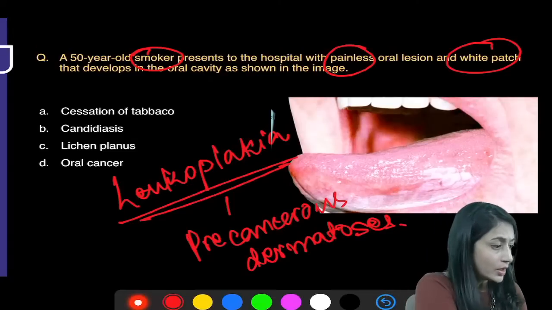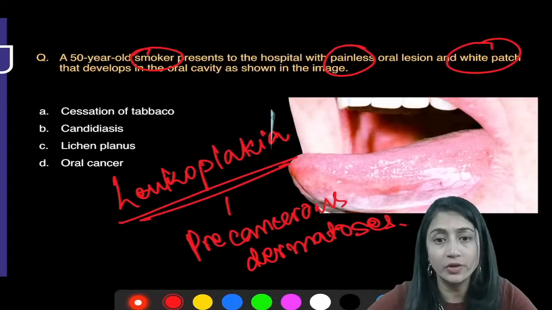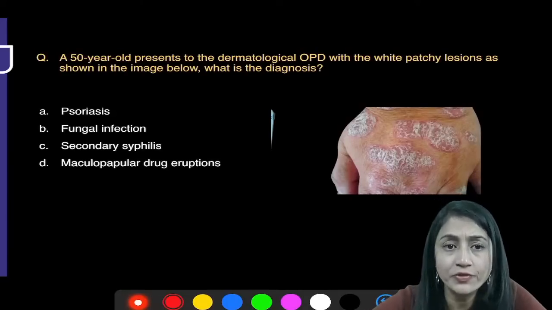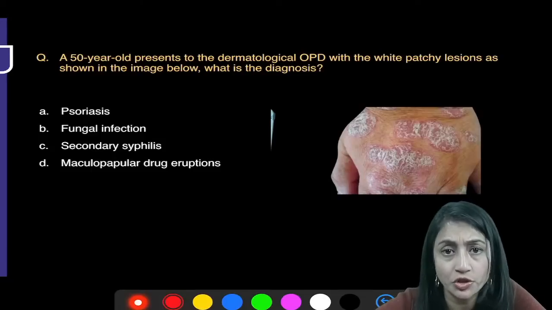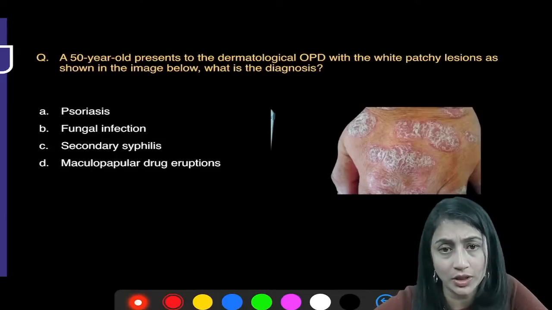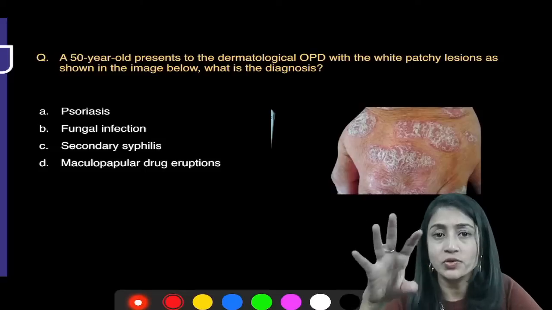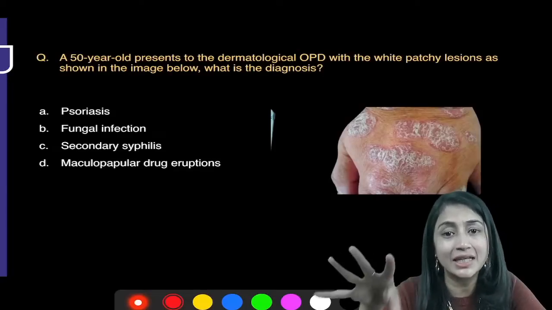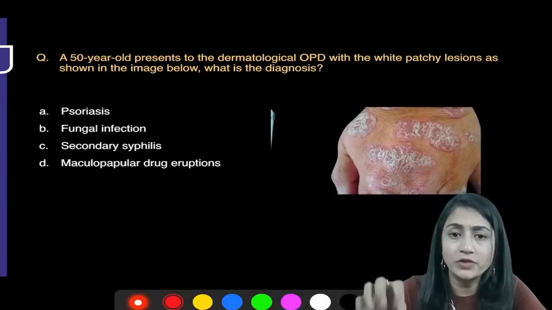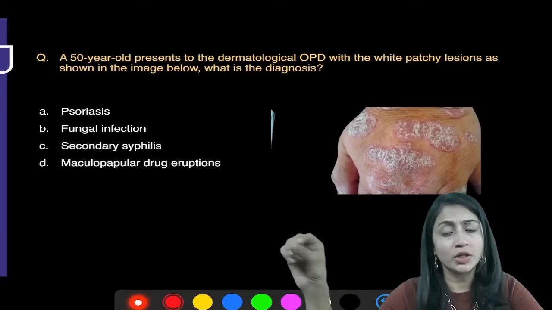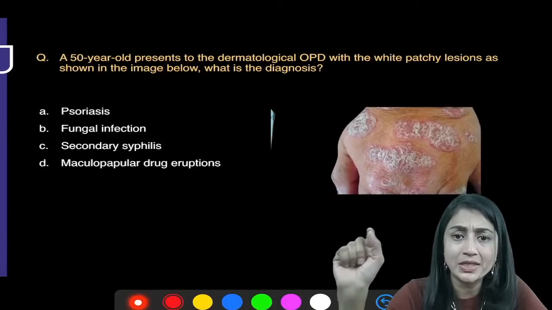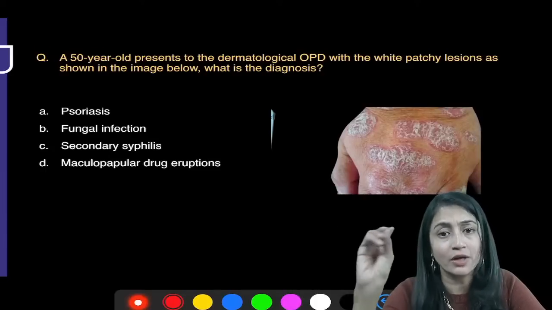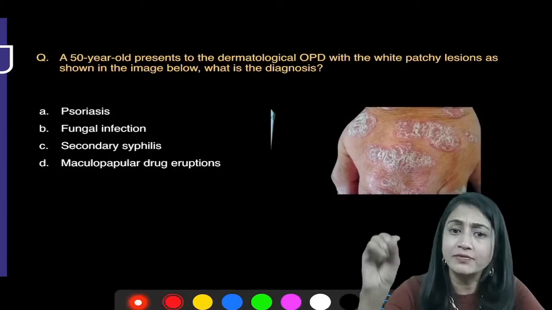Okay. I think these were the questions. There's one more question. A 50-year-old presents to the dermatology OPD with white patchy lesions as shown in the image below. Now again, very confusing. It cannot be white patchy. If this was the image given to you, they would have given you scaly erythematous lesions. And if this was the kind of image, then you would think of psoriasis. We all know psoriasis presents as erythematous patch with silvery white scales. So what they would have given you was plaques with silvery white scales.